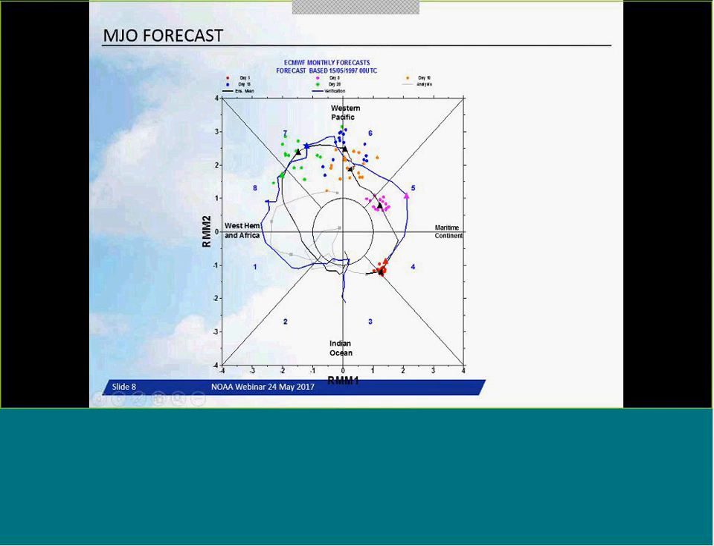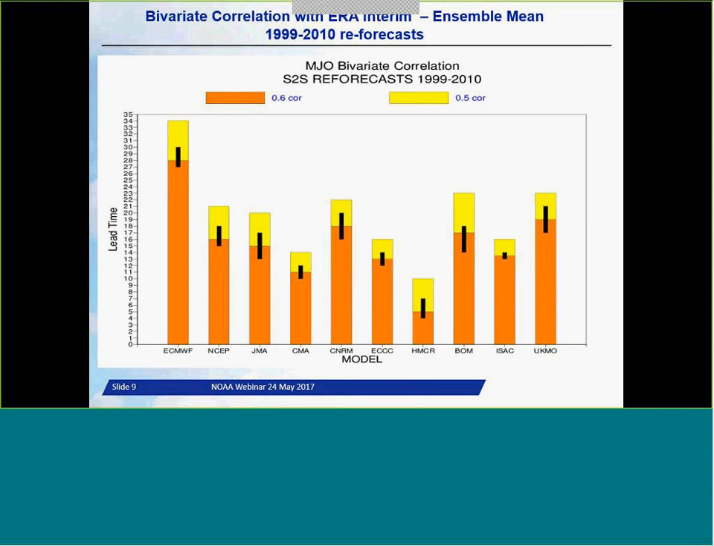When we perform that on the S2S models, the graphic here shows at which lead time in days the bivariate correlation falls to 0.5 or 0.6. The yellow is 0.5 correlation. I show you only 10 models, because the 11th, KMA, doesn't provide OLR yet, so we didn't include it. For those 10 models, we reach a correlation of 0.5, which we can take as a limit of predictive skill, between 11 and 34 days.